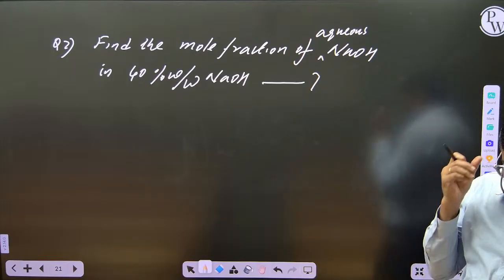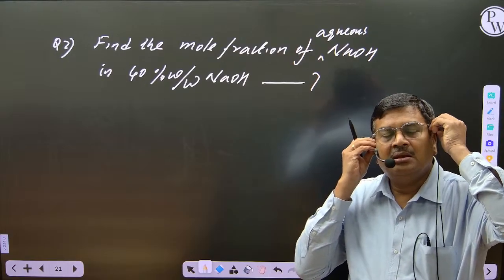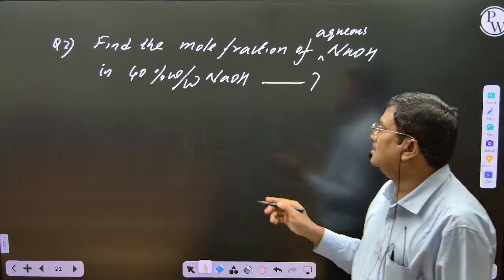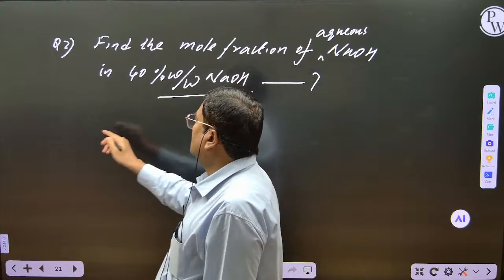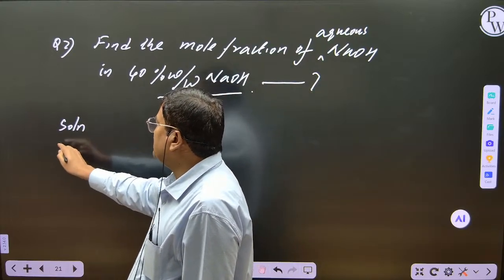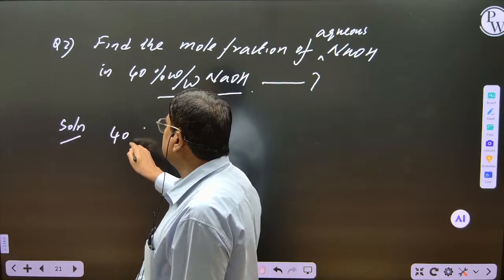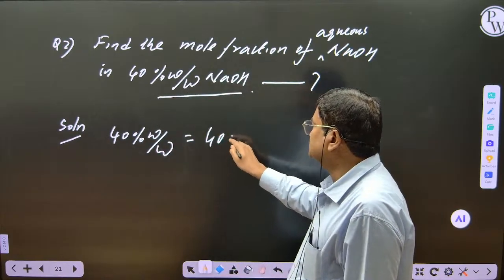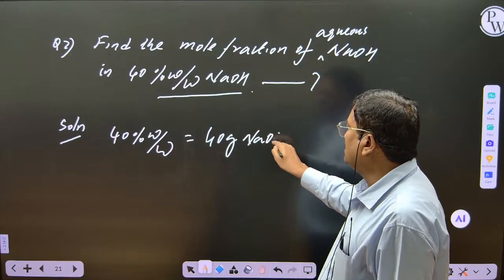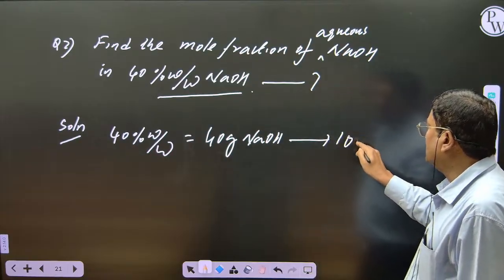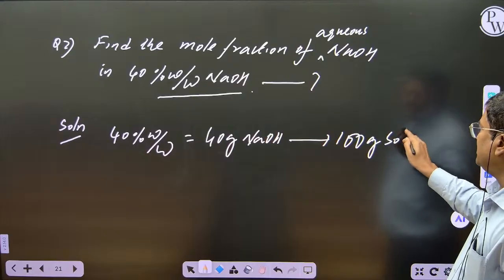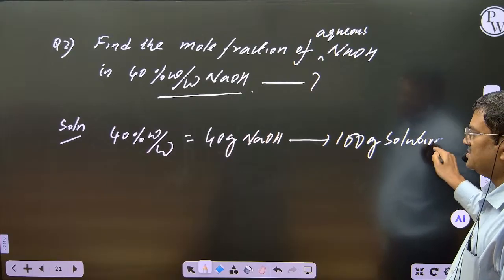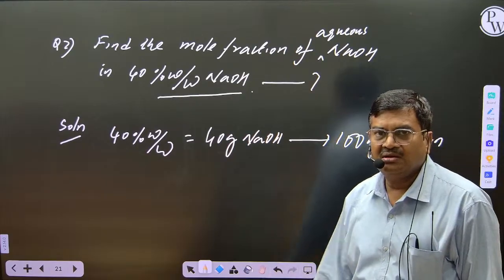First tell me, what does 40% W by W mean? Mass percentage, no students? Just now we discussed. What does it mean? 40 grams of caustic soda is present in how many grams of solution? 100 grams of solution. Do you agree, all of you? The representation 40% W by W means this.